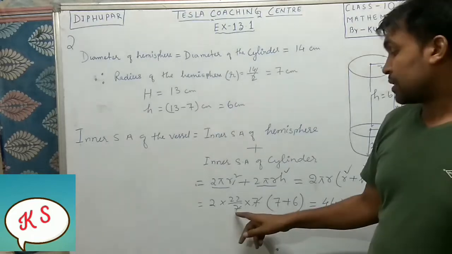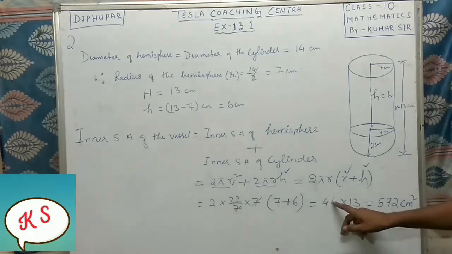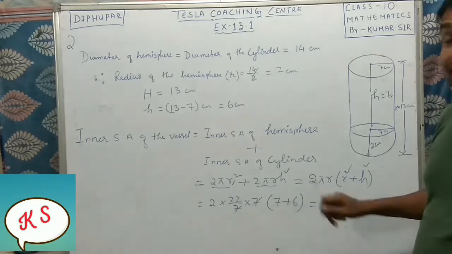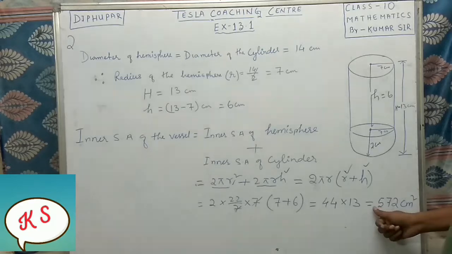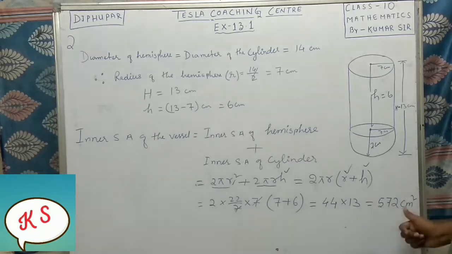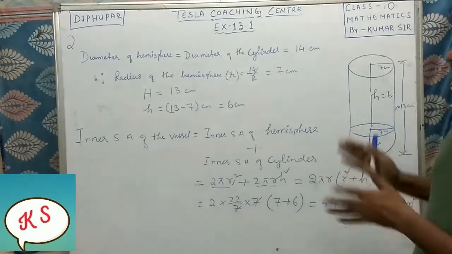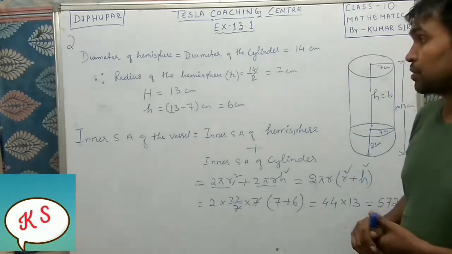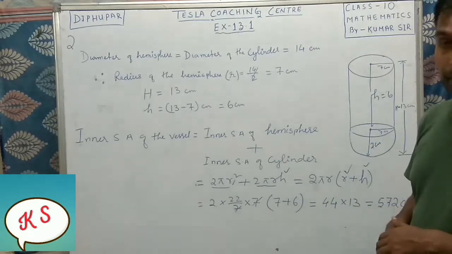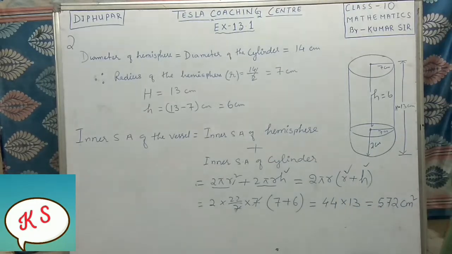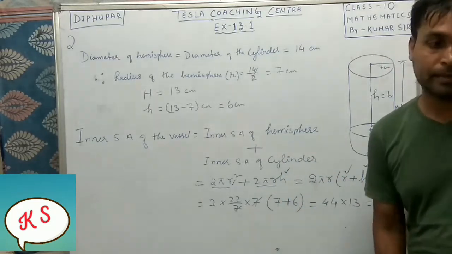Okay. Now 7 into 7 cancel, then 2 into 22 will give us 44, and 7 plus 6 will give us 13. So when you multiply these two, you will get 572 centimeter square. Okay, I hope you have understood this lecture and this question. If you have any doubt, please feel free to ask. Okay, clear? Now let's switch to the next question.